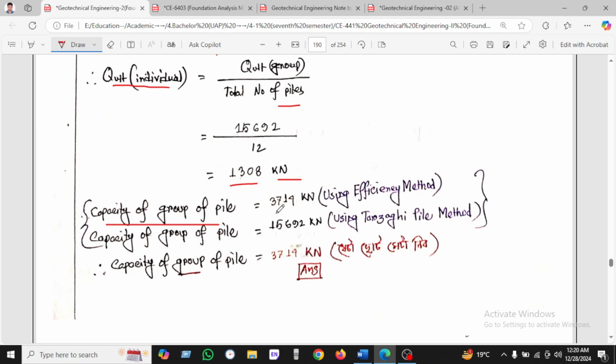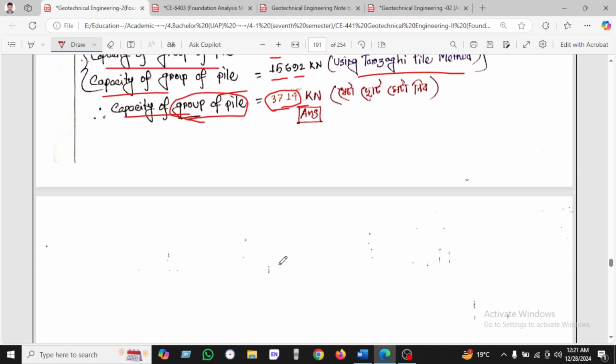So ultimately we have got two results. One is the capacity of the group pile, which is 3714 when we use the efficiency factor. On the other hand, when we use the Terzaghi method for the capacity of the group pile, we have found 1569 kilonewton. And the capacity of group pile we have seen here, 37114. So we'll use 3714 because this is the smaller value.